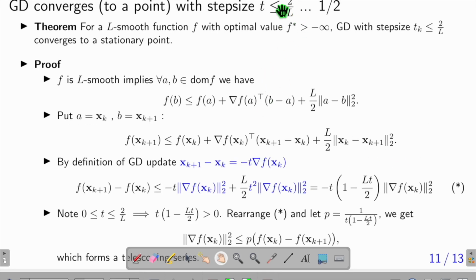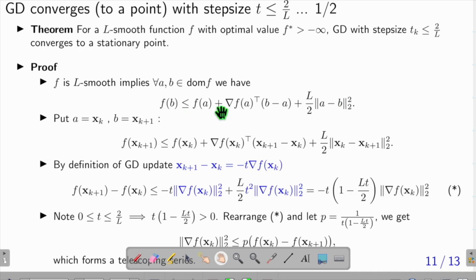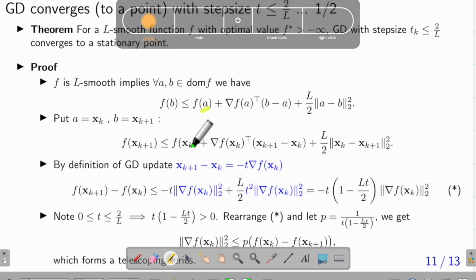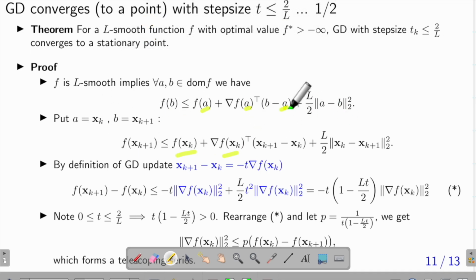So what's the step size? You have seen this, so now we talk about it again. This is what? L-smoothness. And then what? A is xk, and then b is xk plus 1.